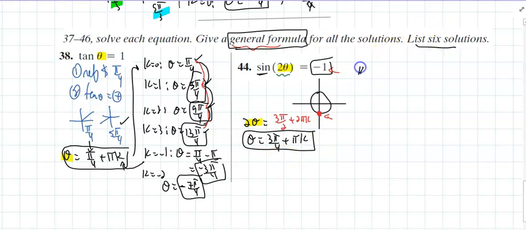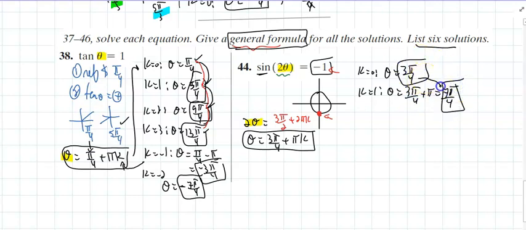Let k equal 0. Theta would be 3 pi over 4. Of course, you don't have to write that. Let k equal 1. What is 3 pi over 4 plus pi over 4? That's 7 pi over 4. And once you figure out what you've done, you went from 3 pi over 4 to 7 pi over 4. Add another pi, and another, and another. You could say those are my 6 solutions.